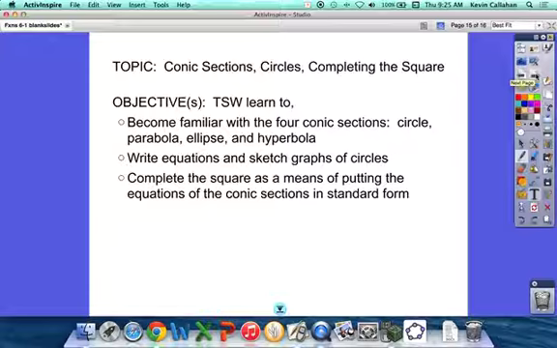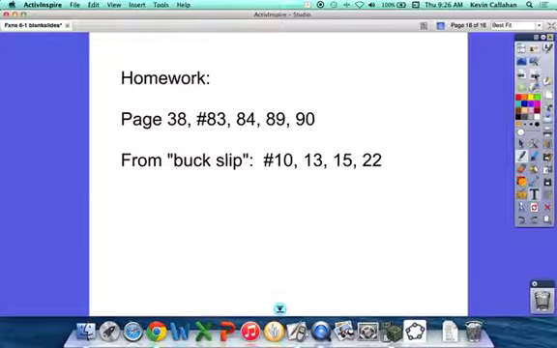Right, so that's what we did. We're at least a little familiar with what we mean by the conic sections: circle, parabola, ellipse, and hyperbola. We know about circles, and we did some practice completing the square, which will help us later.